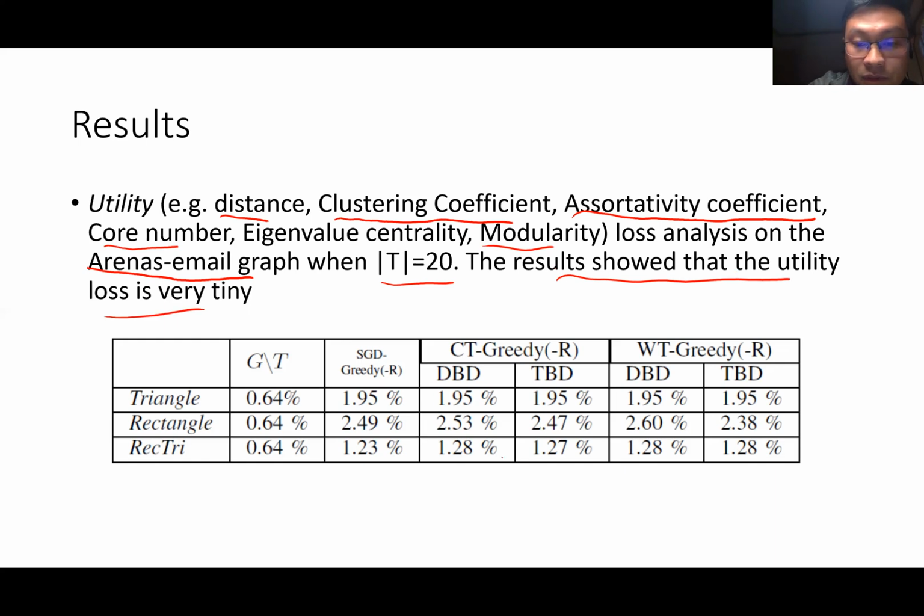Such as this example, the SGB greedy, the CT greedy and the WT greedy. The loss ratio is very small, less than 5% in all scenarios in our experiments.